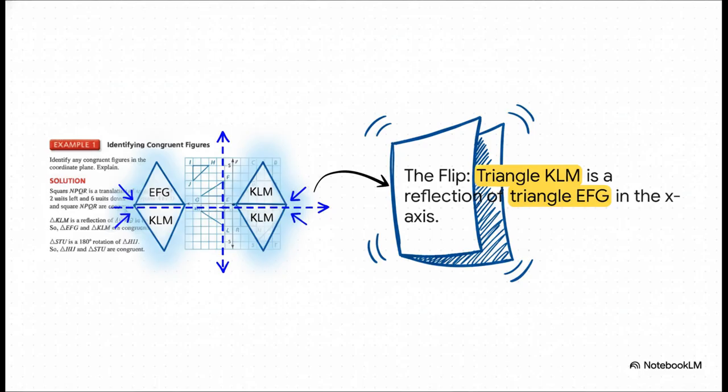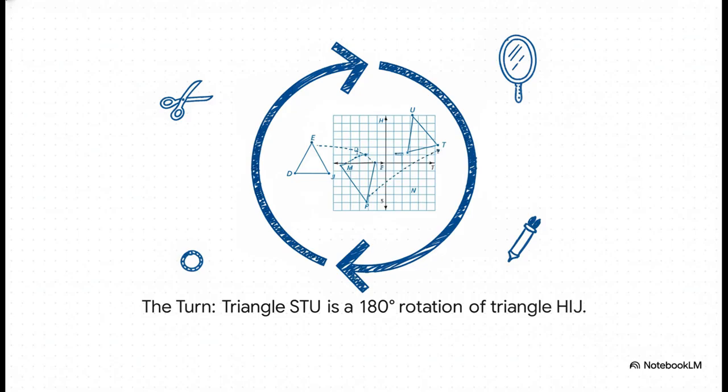See how triangle EFG is flipped over the x-axis to become triangle KLM? It's a perfect mirror image. If you could somehow fold the graph paper right on that x-axis, the 2 triangles would match up perfectly. And our third and final tool is rotation, which is just a turn. Triangle HJI spins 180 degrees around the origin to become triangle STU. It's kind of like putting a pin right in the center of the graph and just spinning the triangle around it. So there you have it. Slide, flip, turn. That's translation, reflection, and rotation.